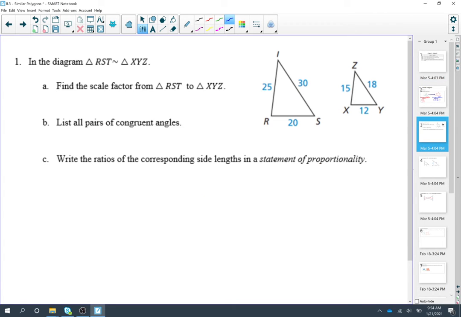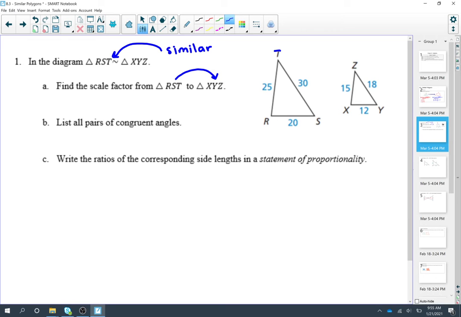Example 1. In the diagram, triangle RST is similar, and if we haven't got that one yet, the little squiggly means similar to triangle XYZ. So they're telling us that they're similar. Part A, find the scale factor from triangle RST to XYZ. Now again, pay attention to order here. They said RST to XYZ, meaning RST is the pre-image and XYZ is the image.